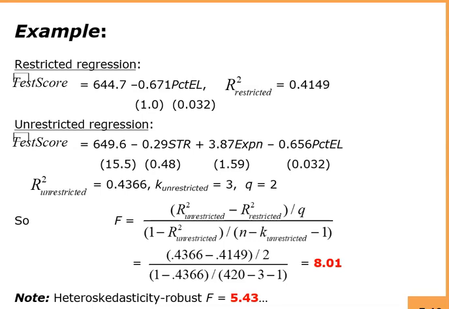Just putting this into context with an example, we actually estimate the two equations, the restricted one and the unrestricted one. The R square that we get from the restricted one is 0.4149, and from the unrestricted one is 0.4366. K, which is the number of regressors, is 3 in the unrestricted equation, and Q is the number of restrictions. So if you plug all of these numbers into this formula, we will get the F-stat of 8.01.